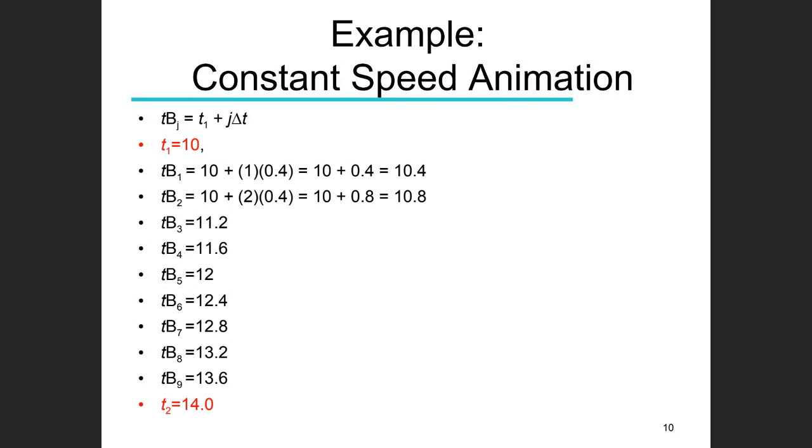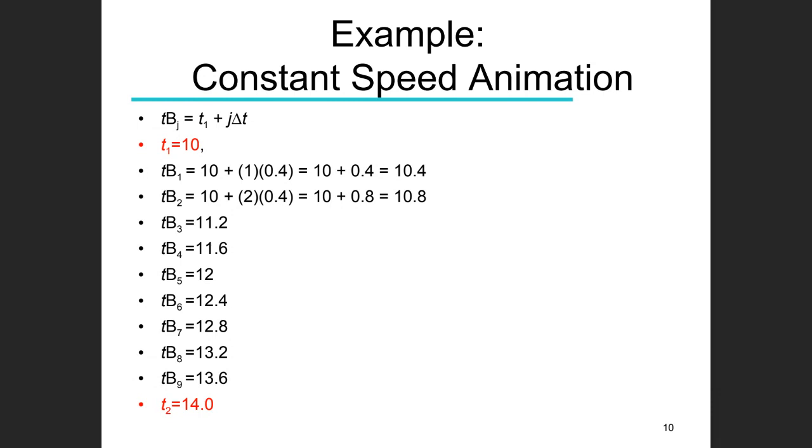Using this equation, we put in j equal to 1 for the first in-between, and delta T we already computed as 0.4. So we calculate the time. We show the first in-between at time 10.4, in units like milliseconds or something similar. So the first keyframe is shown at time 10 and the first in-between is shown at time 10.4.